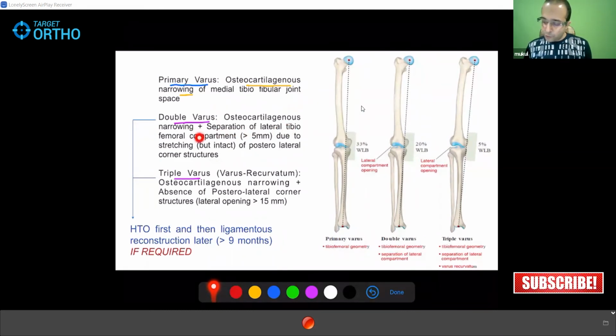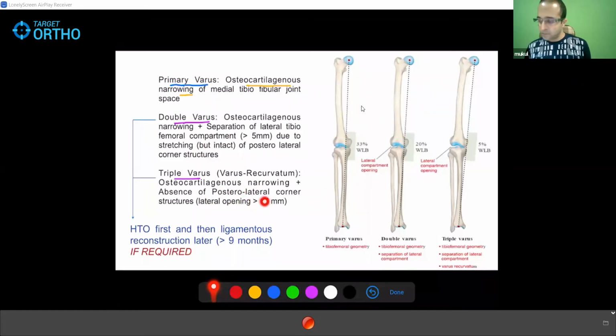But please understand, varus can result from things other than osteoarthritis. Like you can have separation of the lateral compartment because the posterolateral ligaments are missing. Posterolateral corner injury. It could be that these structures are stretched or partially injured, or it could be that they are completely injured. Then this opening will increase beyond 15 mm. Normally that opening is less than 5 mm. If it is between 5 to 15, it is double varus, meaning lateral compartment structures are lax.